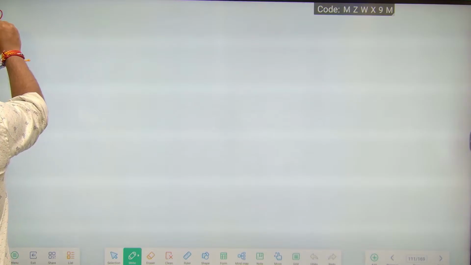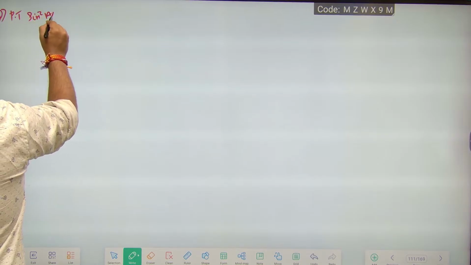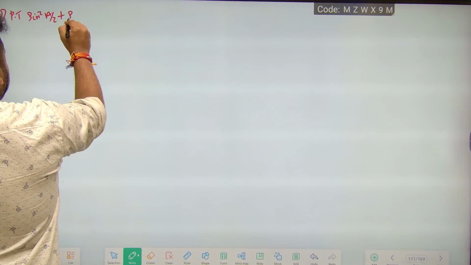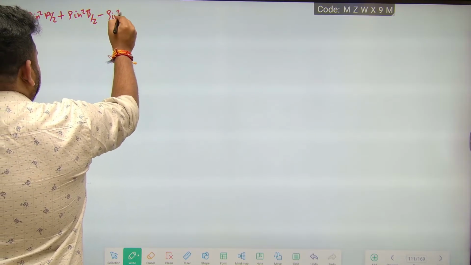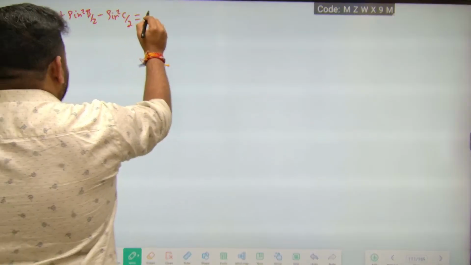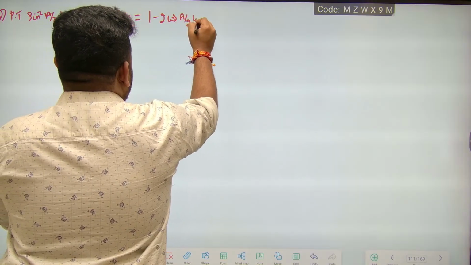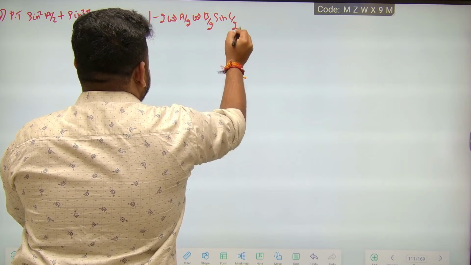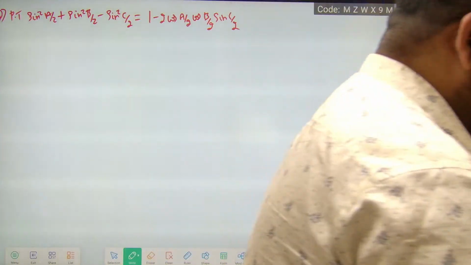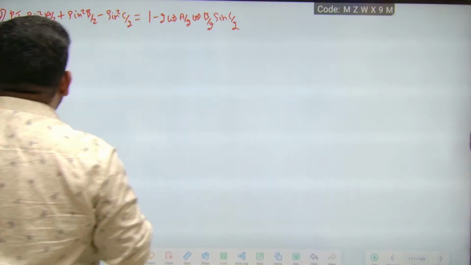The question that is given is: prove that sin square A by 2 plus sin square B by 2 minus sin square C by 2 is equal to 1 minus 2 cos A by 2 into cos B by 2, but here it is sin C by 2. Now what we will do? We will take the LHS.